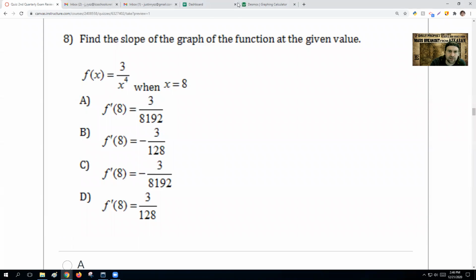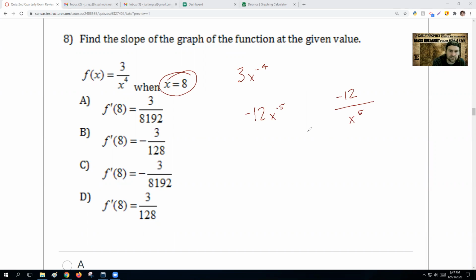Okay, what about this one here? Now, 3 over x to the 4th is not 3 over 3x squared. That would be 3x to the negative 4th. And we've got to figure out when x equals 8. So the answer to this one, 3 times negative 4 is negative 12, x to the negative 5th. So this is negative 12 over x to the 5th power.